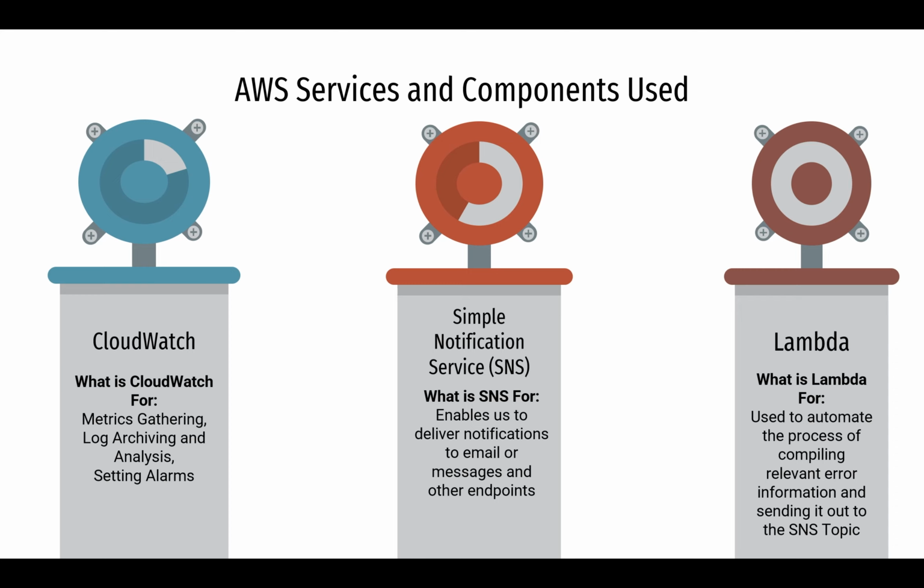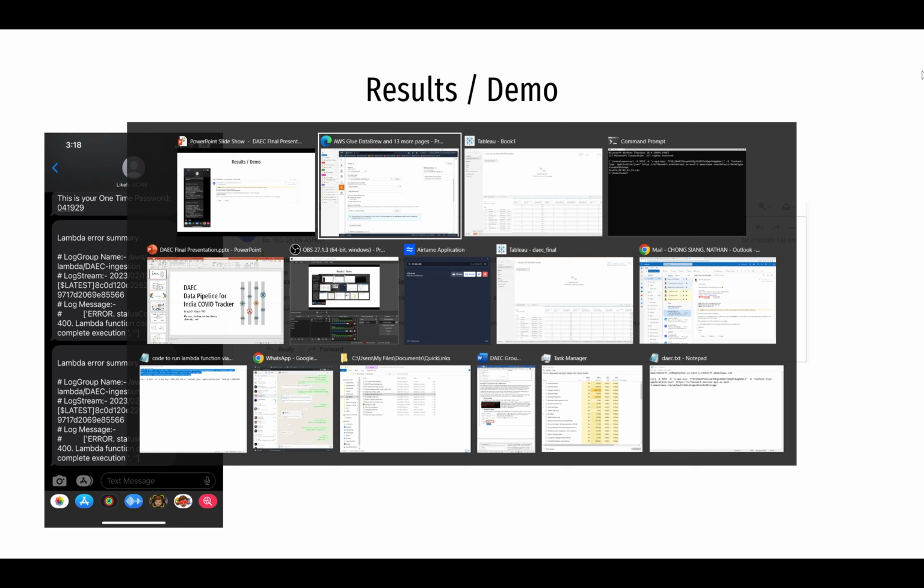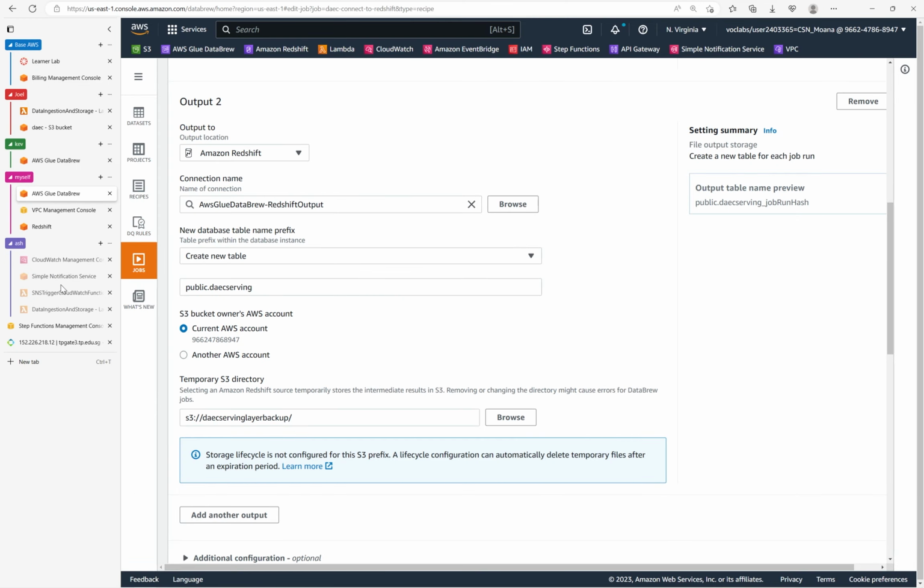So what is CloudWatch for? It's used for metrics gathering, log archiving and analysis, and setting alarms. SNS enables us to deliver notifications or emails to other endpoints. And Lambda is used to automate the process of compiling relevant errors and sending them out to the relevant SNS topics. Then we move on to the demonstration of how to create SNS.